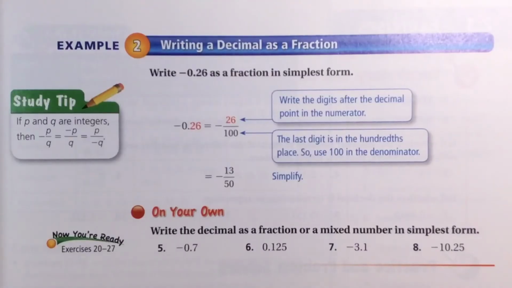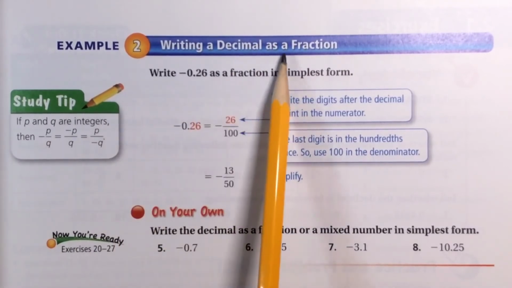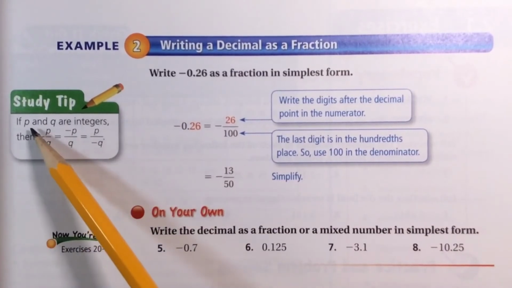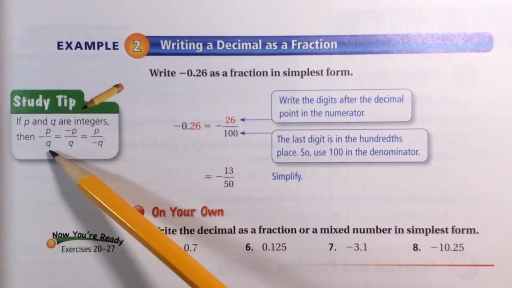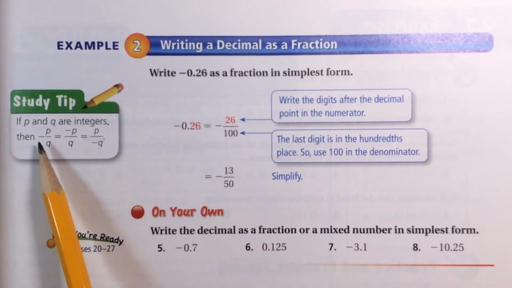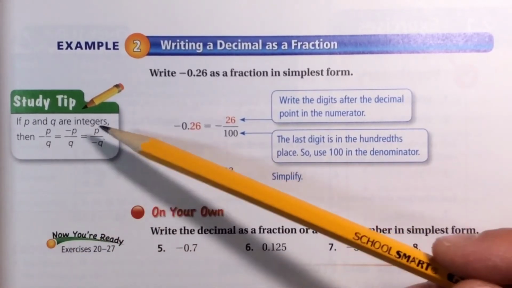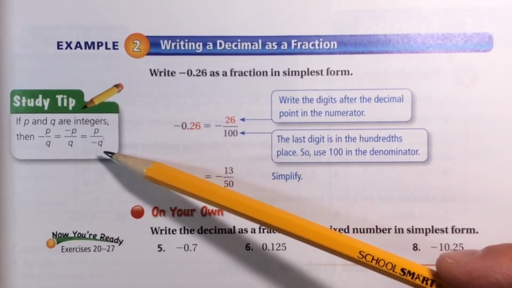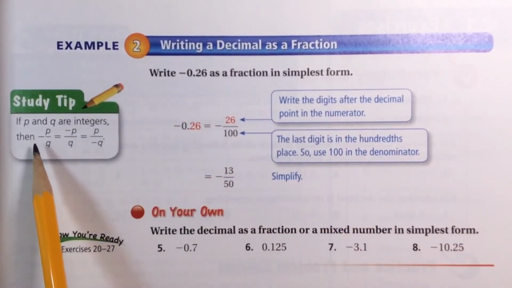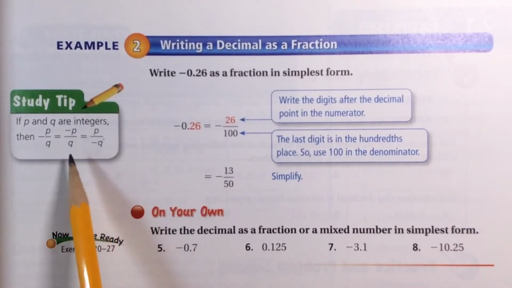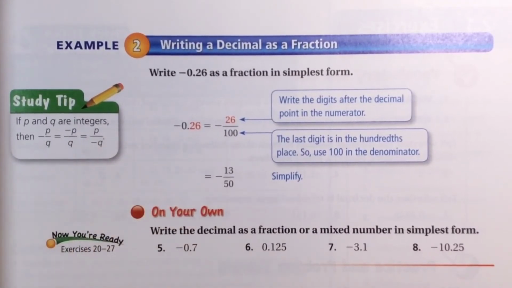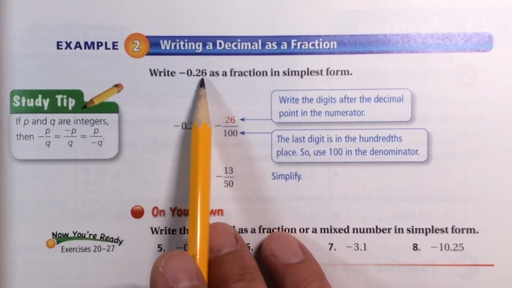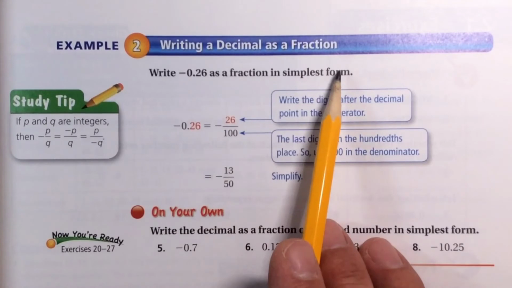All right, well, for example 2, writing a decimal as a fraction. I like this little study tip out here. If P and Q are integers, so they're just saying these are numbers here, you can have the negative out front. That is equal to having the negative in the numerator, and that is equal to having the negative in the denominator. So it doesn't matter if you have the negative out front, up top, or on the bottom. Those are all equivalent. Okay, so now write negative 0.26 or 26 hundredths as a fraction in simplest form.